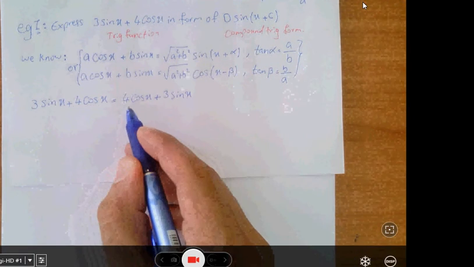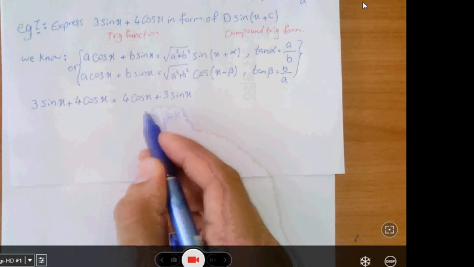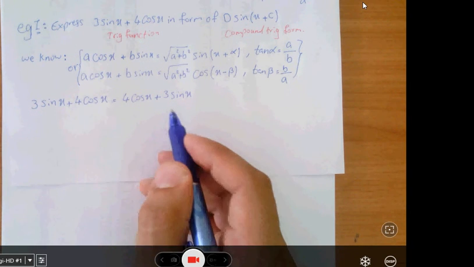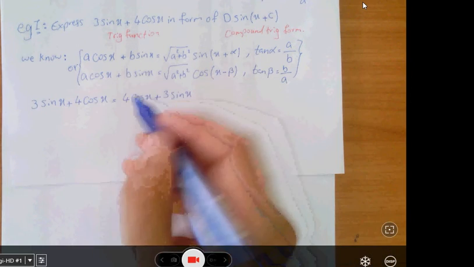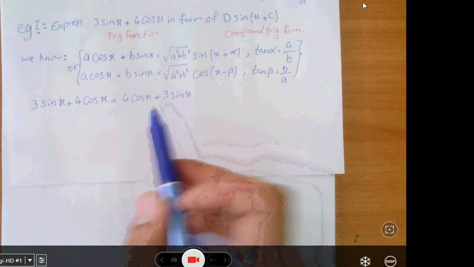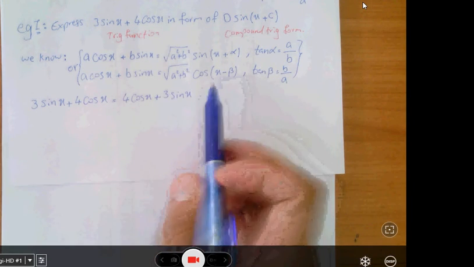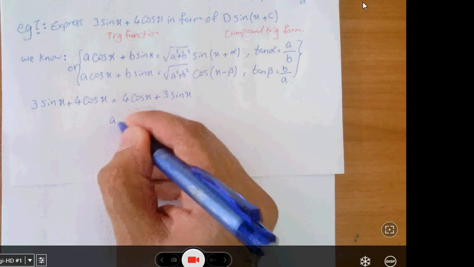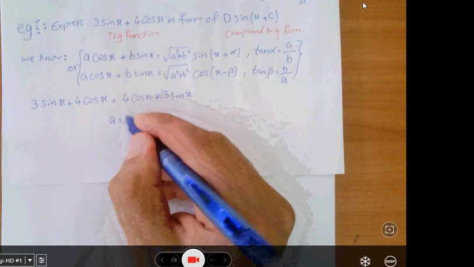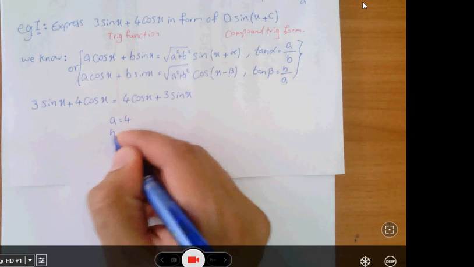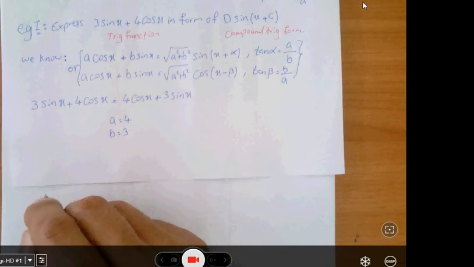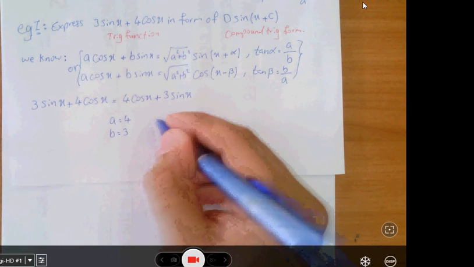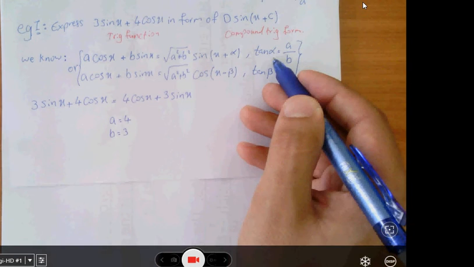I have this little thing here. One by one, I'm going to identify my parameters. Whichever form I decide to work with, a equals what? What is a? 4. What is b? 3. Very good. So if I have 4 and 3, I'm able to calculate the tangent of alpha, or beta if I want to.